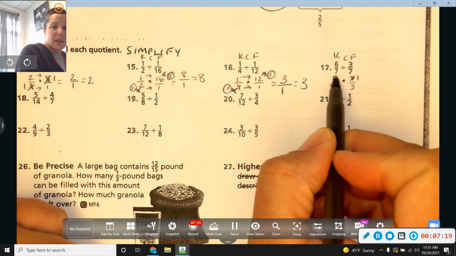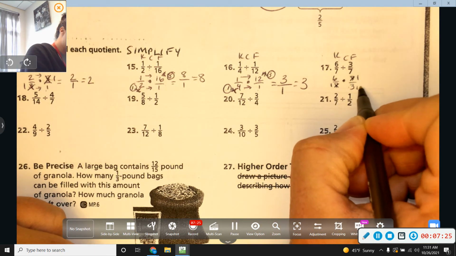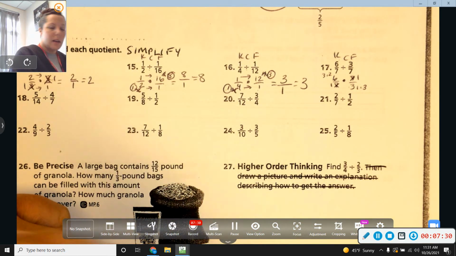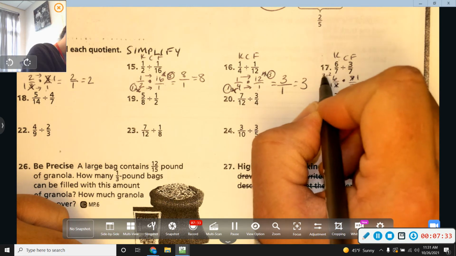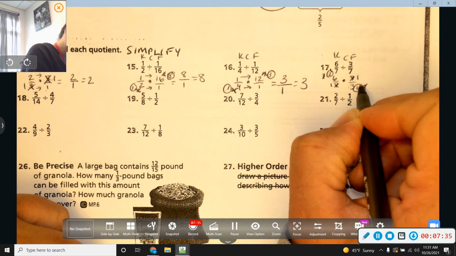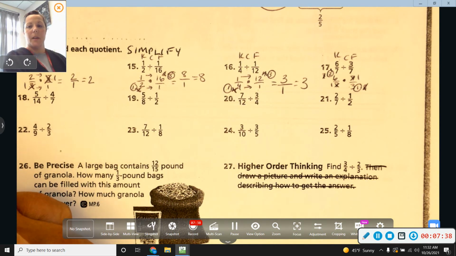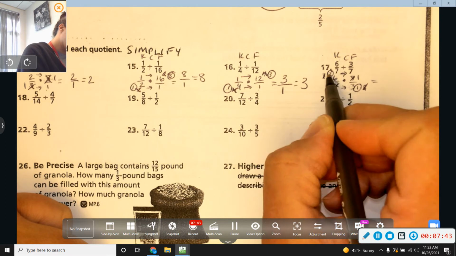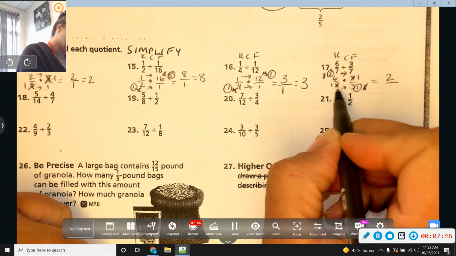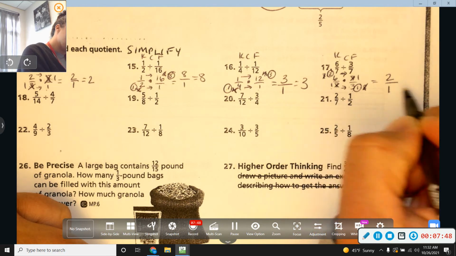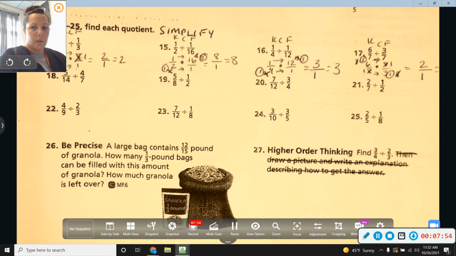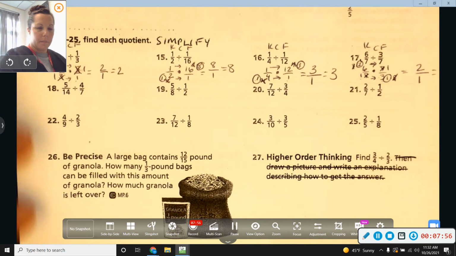I can recognize also that I can divide a 3 out of both of these. I know that 1 times 3 is 3, and 3 times 2 is 6. I can get rid of the 3's, and I can keep the other number. So now when I multiply straight across, I get 2 times 1 is 2. 1 times 1 is 1. 2 over 1 is 2. Okay, that was 18, sorry. There we go.